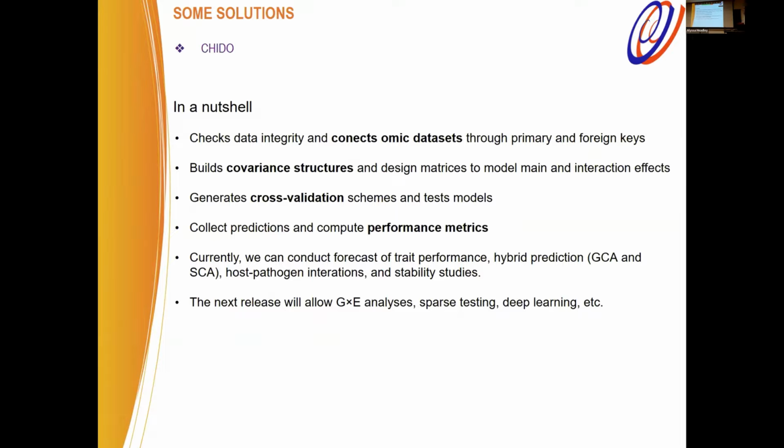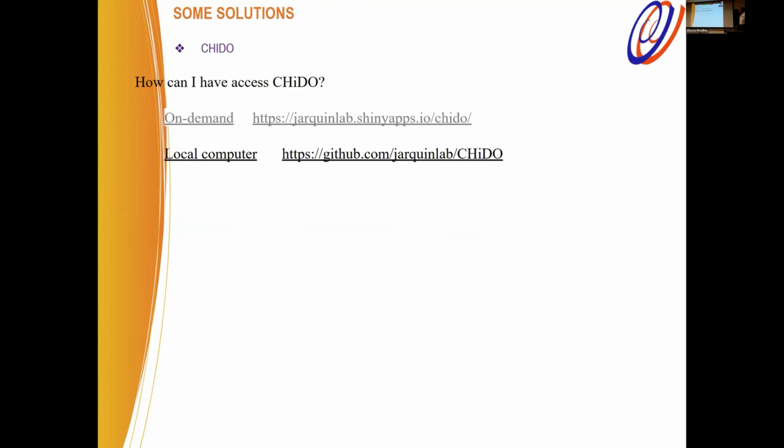Currently, we can conduct forecasts using general combining ability, hybrid prediction, specific combining ability, host-pathogen interaction, and stability studies, and the next releases will include the analysis of GxE, sparse testing, and deep learning. Those are the next stages that we are trying to target soon.